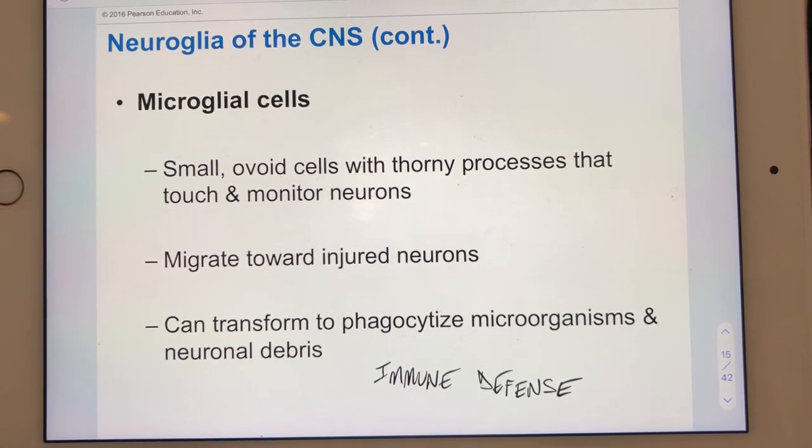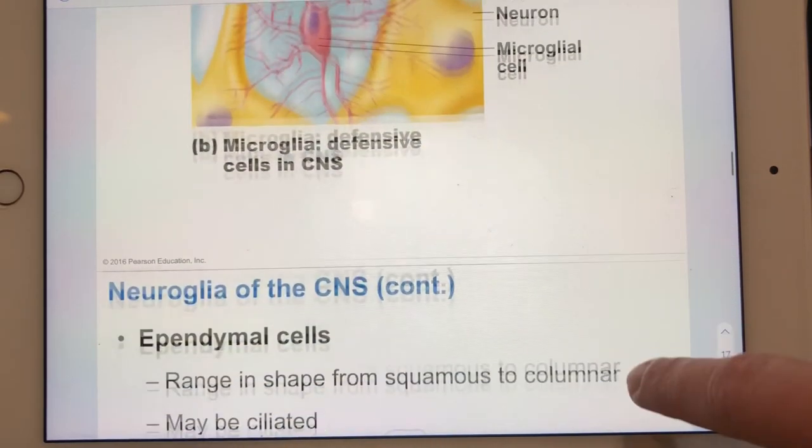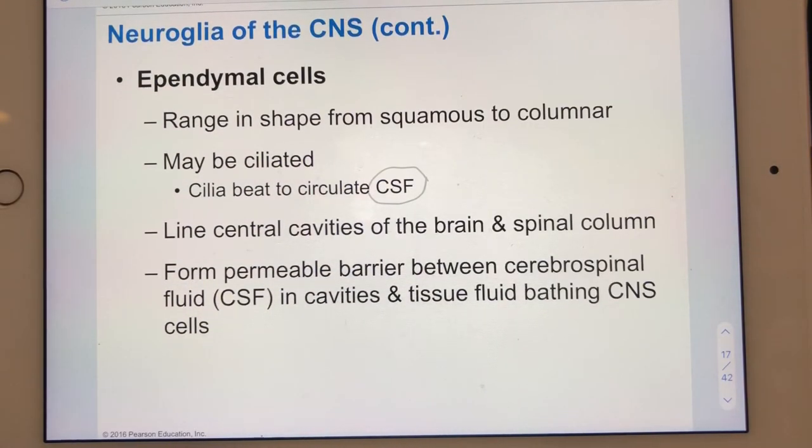Another neuroglial cell of the central nervous system, ependymal cells. And ependymal cells are typically, but not always, typically ciliated apically. And they create cerebrospinal fluid. Those cilia then sweep that cerebrospinal fluid so that it's continuously moving. It's also continuously being produced. We will come back to that in the very next chapter.